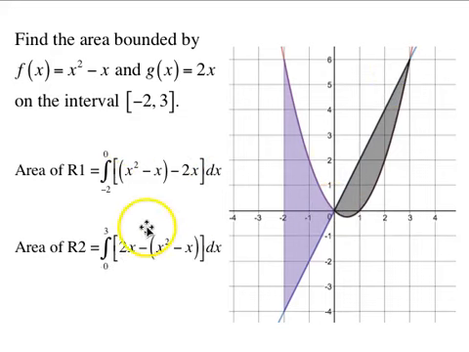And then which one is on top, which one is on the bottom. The function y equals 2x is on top, and the function y equals x squared minus x is on the bottom. So the total area will be the area of region 1 plus the area of region 2. So we'll need to evaluate both of those integrals.